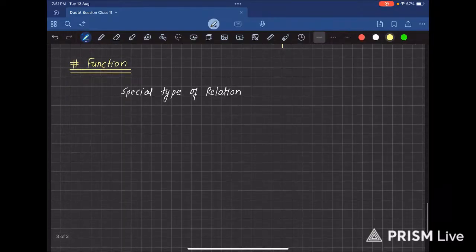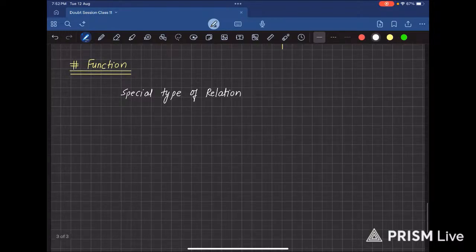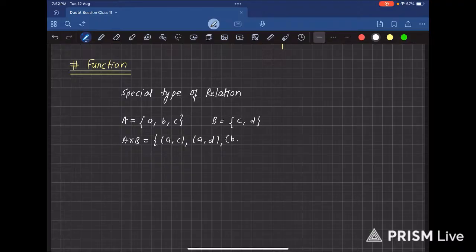Relation is the ordered pair (a, b) which belongs to R, then it is called relation. It is a subset of the Cartesian product of A to B. I hope you all know the Cartesian product: if A is equal to {a, b} and B is another set {c, d}, then I can write A cross B. It will be equal to {(a, c), (a, d), (b, c), (b, d)}. So these are the possible ordered pairs from A to B.